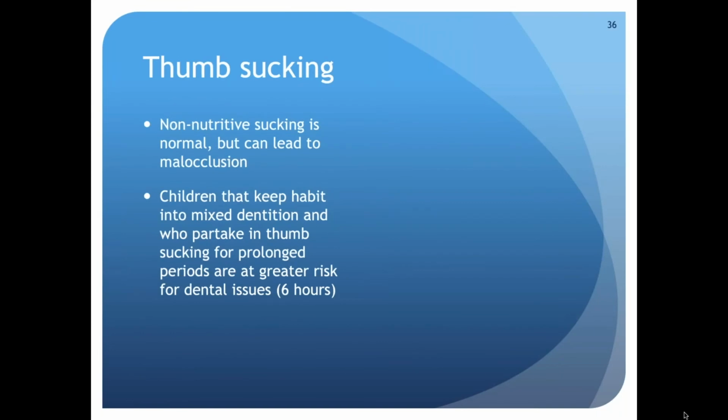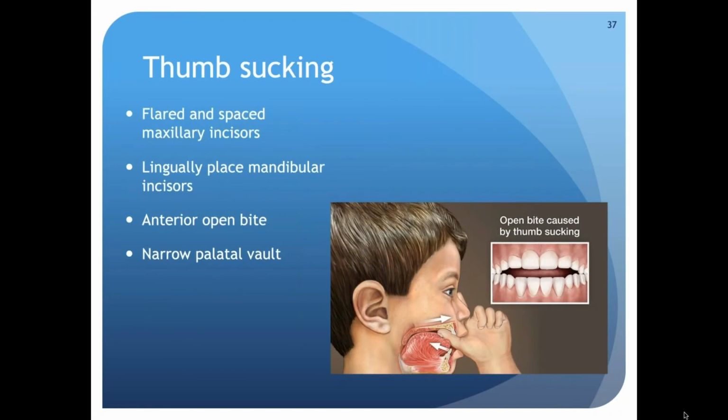A little bit about thumb sucking. Non-nutritive sucking is normal but can lead to malocclusion. It's usually when patients keep this habit into the next dentition and then they continue to suck their thumb for long periods of time during the day, so 6 hours or more. Some of the problems, and you can think about this if you think about the space that the thumb would take up as it's in the child's mouth. We're going to get flared maxillary incisors. Our lingual incisors are going to get pushed down and pushed lingually. We're going to end up with an anterior open bite and then often a narrow palatal vault.